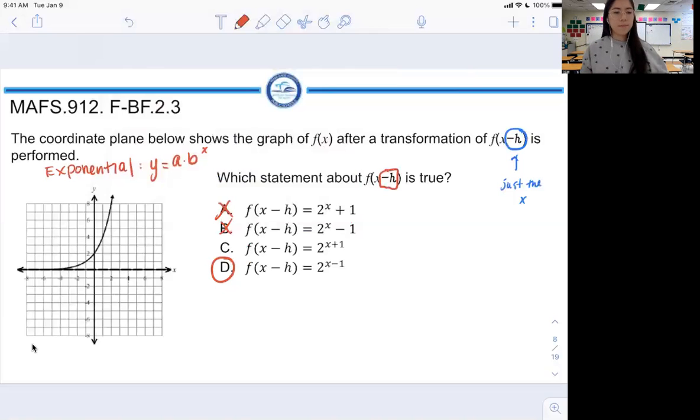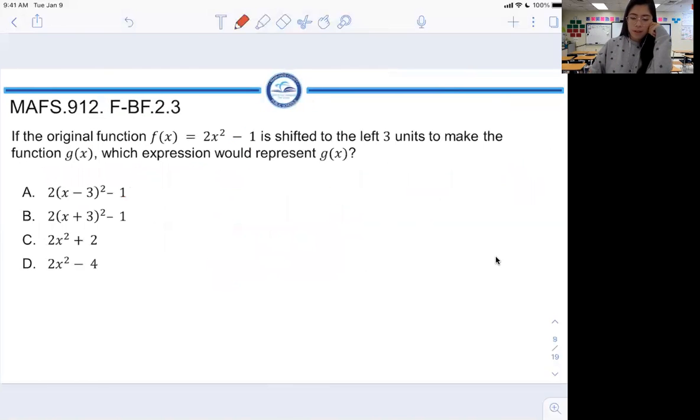Any questions? Okie dokes. All right. I think we only have one more of these. Oh no, there's 2 more at least. Let's look at this one.